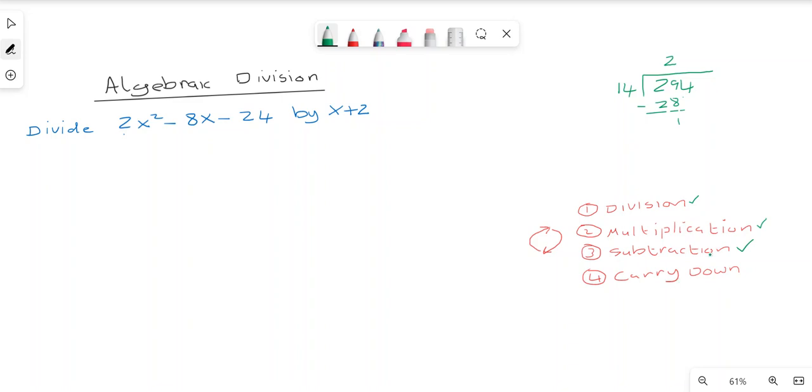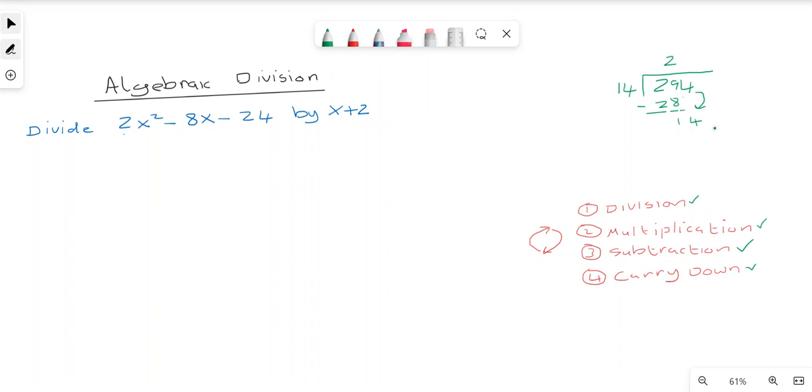And then we do the carry down step. So we carry down this 4. We bring this down here. Okay, and then what we do is we repeat the cycle again.